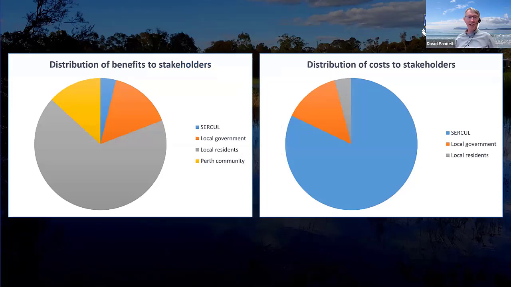Here's another way of presenting it, as a pie chart, which can be quite useful. I mean, you could already see it by looking at the numbers, but in this case, it really stands out that the people who capture the benefits are clearly a different group than the people who pay the costs in this particular example.